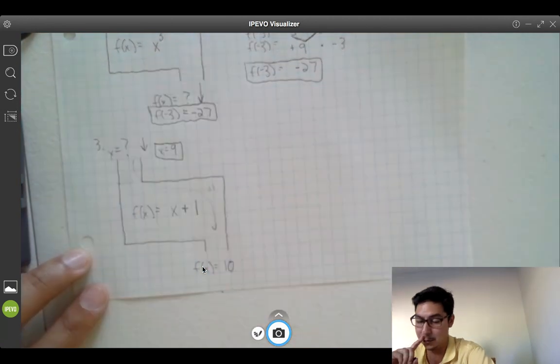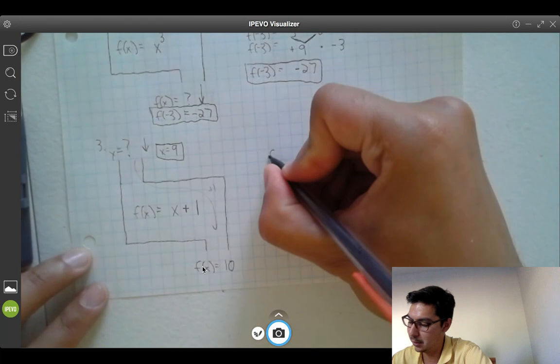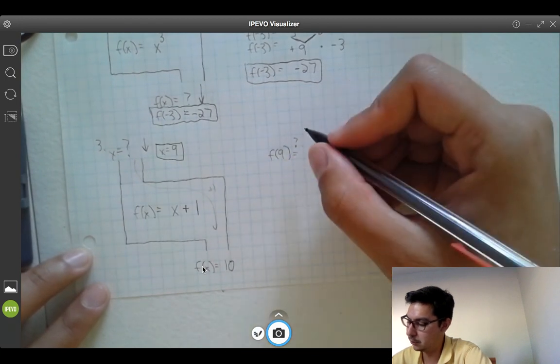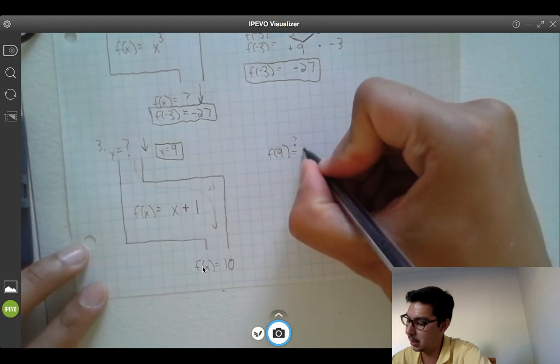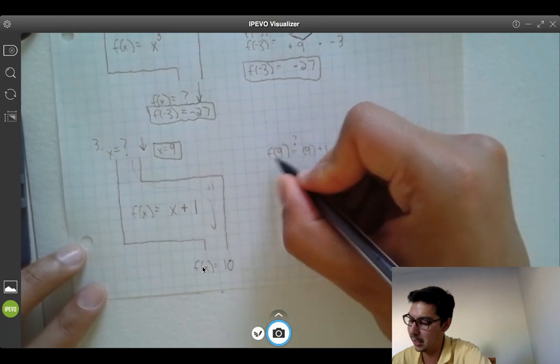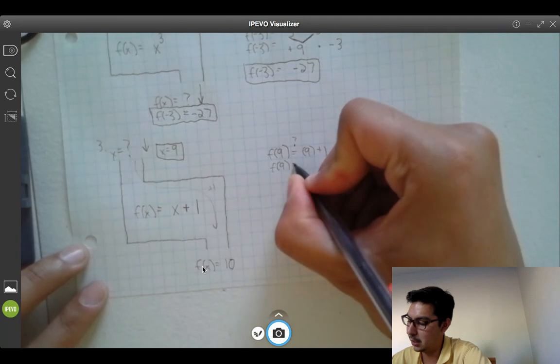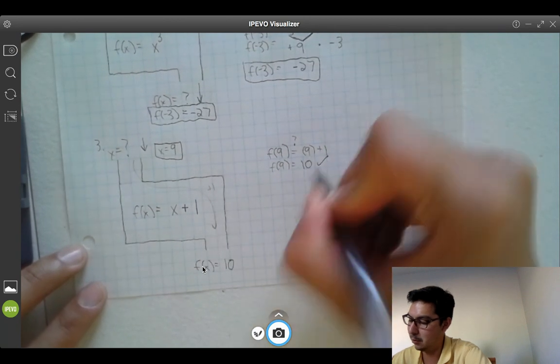And I believe that's right. You can check that, right? Does f of 9 equal 9 plus 1? If you plug 9 into x, do you get 10? Well, notice f of 9 would be 10, which is your output.